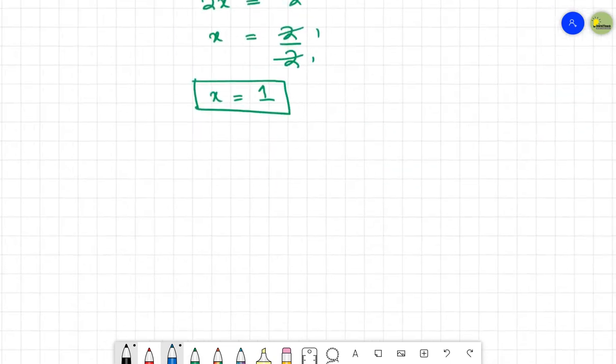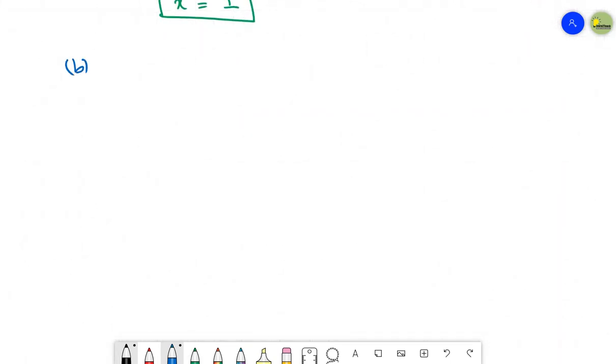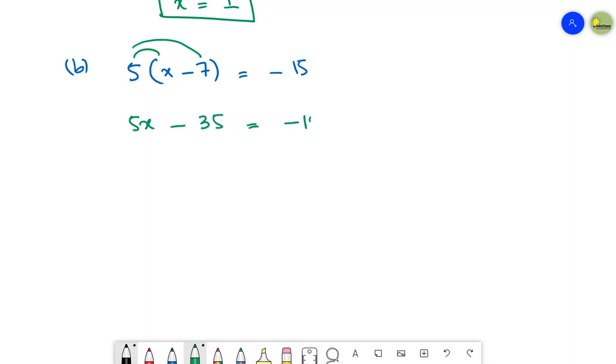Now moving towards part B. In part B, I have 5 multiplying with x minus 7 equals to minus 15. Again, what you need to do, first of all, you have to open the bracket. Bracket opening means that 5 will be multiplied with x and 5 will be multiplied with 7. Whenever you need to multiply a term with the bracket, keep in mind that the term will be multiplied with each and every term present inside the bracket. So 5 multiplied by x is 5x minus 5 multiplied by 7 is 35 equals to minus 15.